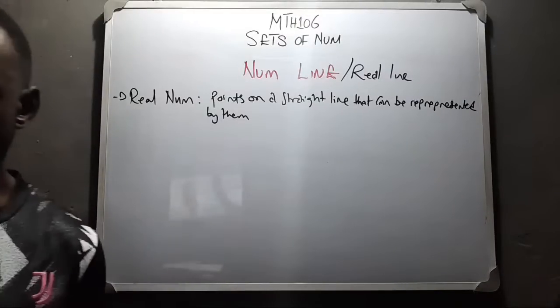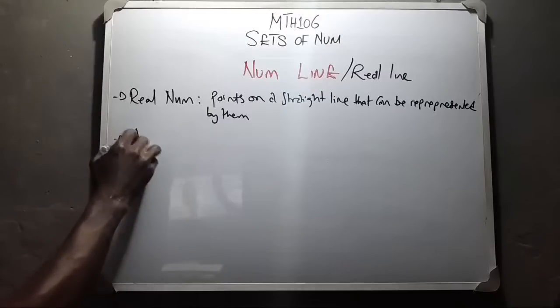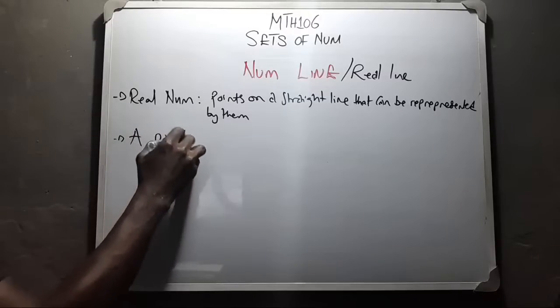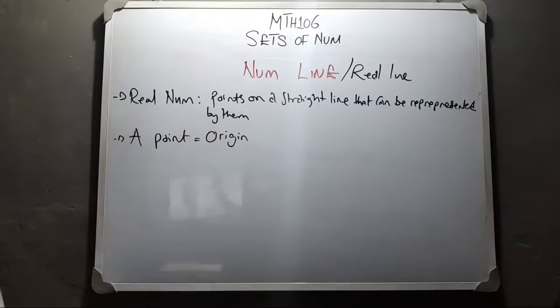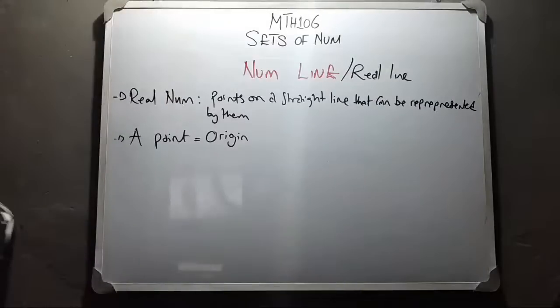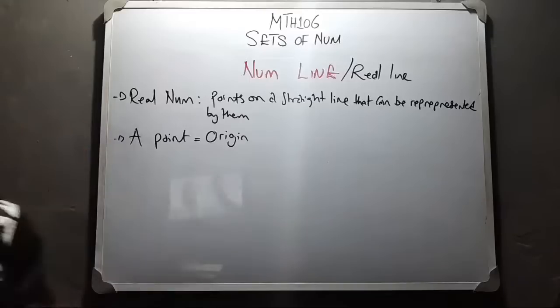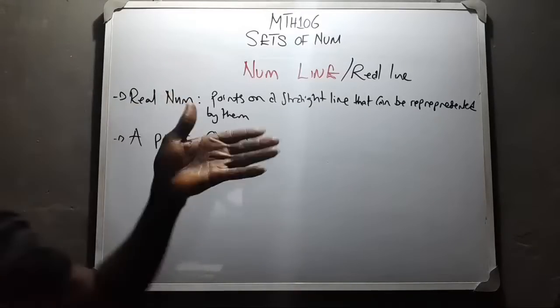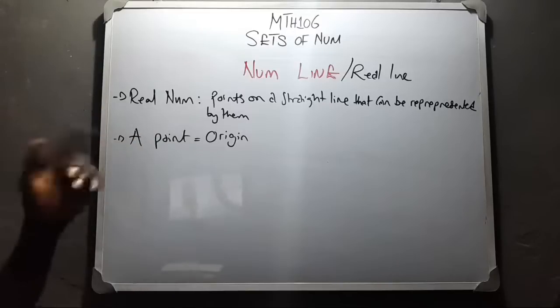Now, a point is called the origin. All this is what I'm going to use to explain the number line or real line. I'm just bringing out all this. Let's dissect all this before we get into the main thing. I was speaking about the real numbers. Now we're talking about a point.